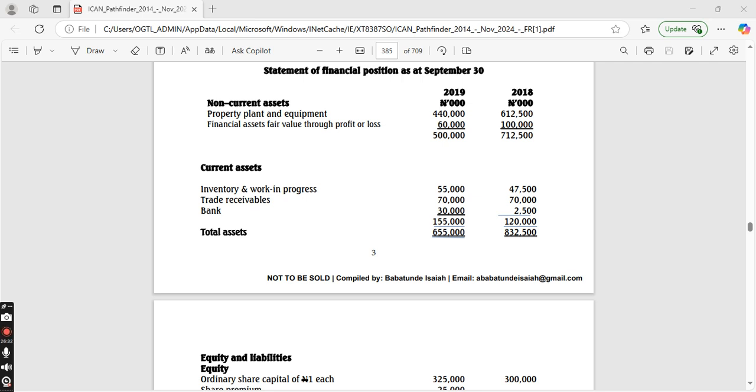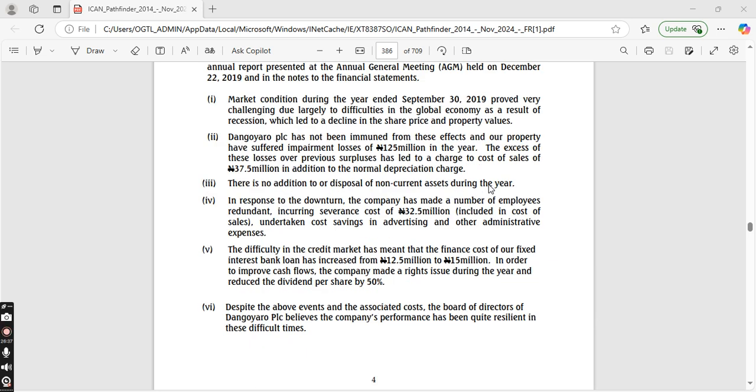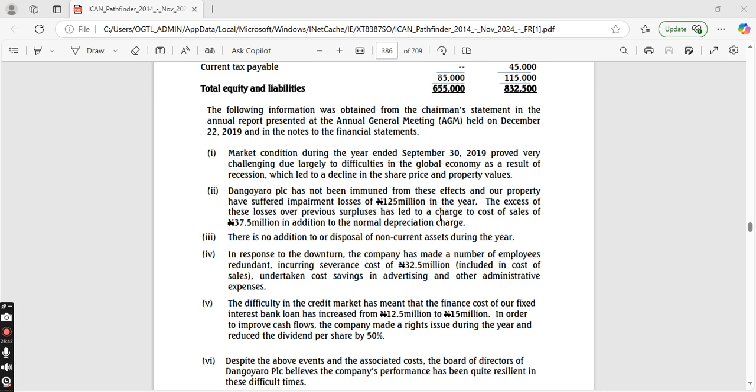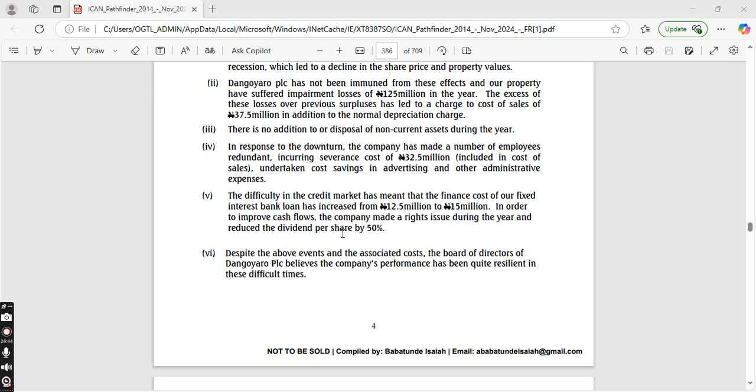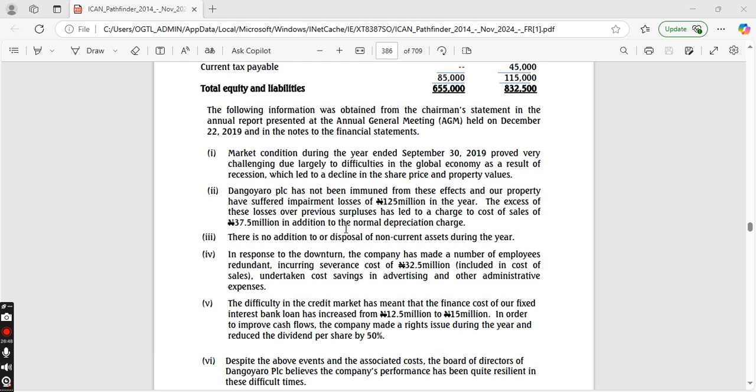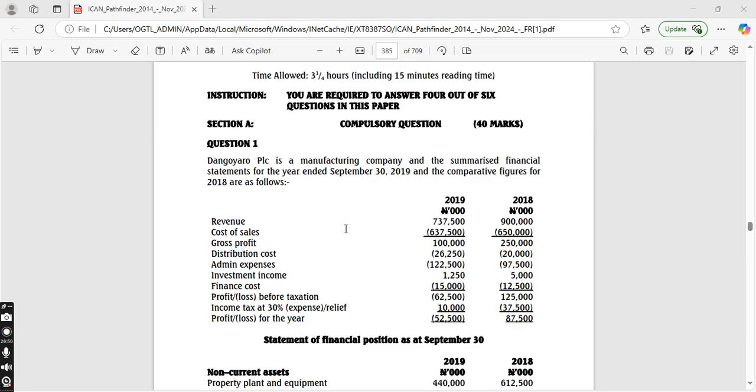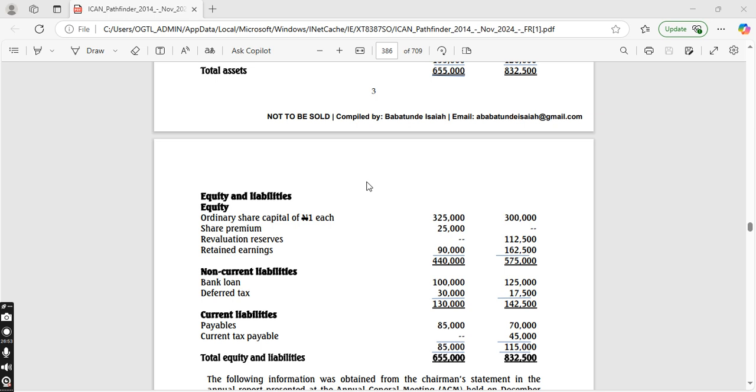Last year, 112,500. Where is the 112,500? Revaluation reserve. Where is it in the additional information? It is inside the statement of financial position, under equity and liability. So we have a revaluation reserve of 112,500.